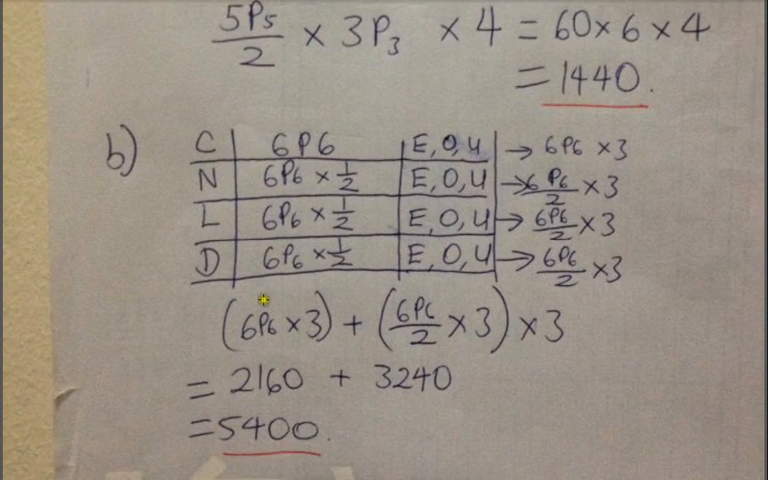So altogether, there will be 6 permutate 6 positions multiplied by 3, giving us 2160, plus 6 permutate 6 positions divided by 2 multiplied by 3, and then we multiply by 3 again because there are 3 possibilities. So the answer for this part is 5400.